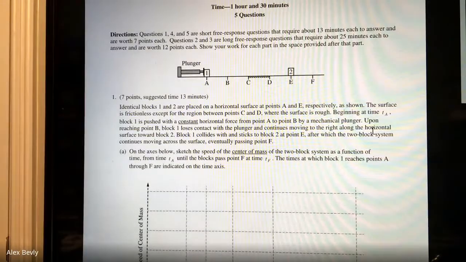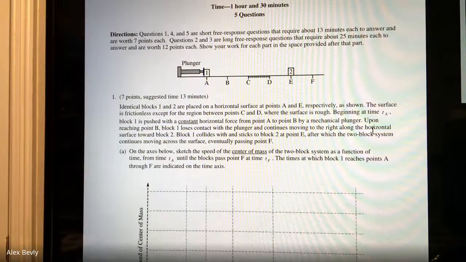All right, so here, this was the first one from last year's AP test. We have identical blocks 1 and 2 placed on a horizontal surface at points A and E respectively as shown. The surface is frictionless except for the region between C and D where the surface is rough. I honestly don't know why they put a random rough surface at C and D. Beginning at time TA, block 1 is pushed with a constant horizontal force from point A to point B by a mechanical plunger. So constant, notice that's underlined, clearly important.